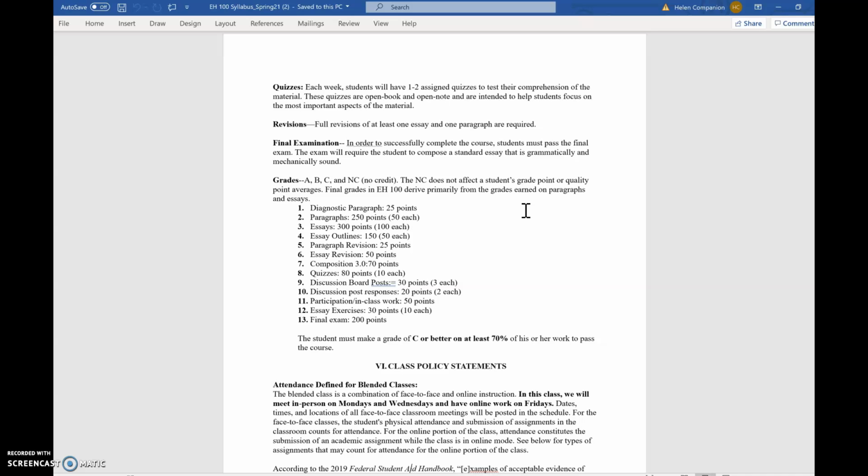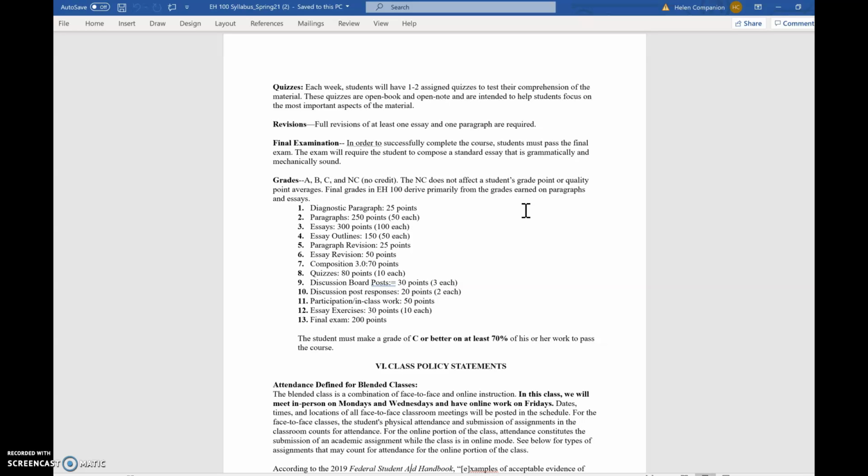The essays are worth 300 points, 100 each for a total of 300. Outlines for the essays, there are 3 of them at 50 each for 150. Paragraph revision is worth half of a full paragraph, which is 25 points. Essay revision is worth half of a full essay, which is 50 points. Composition 3.0 comprises 70 points of your grade.